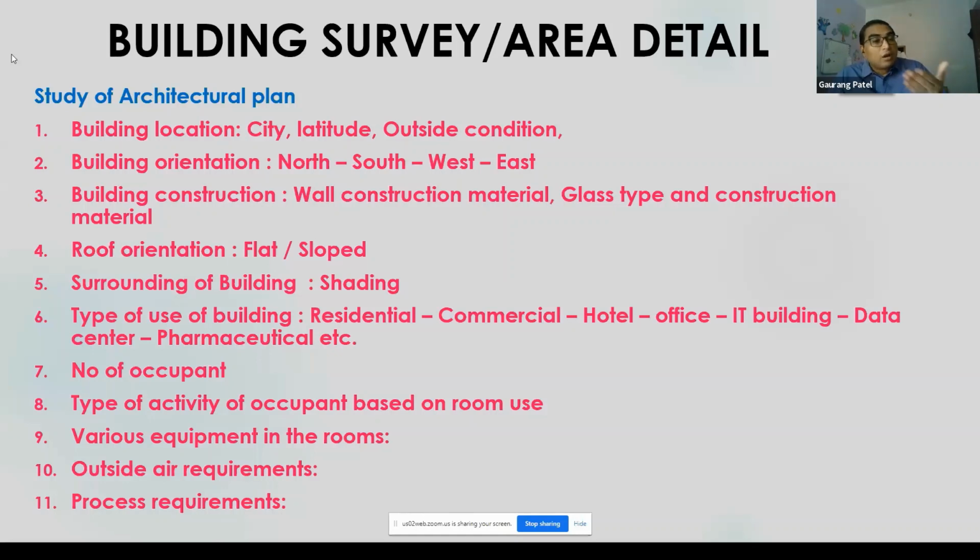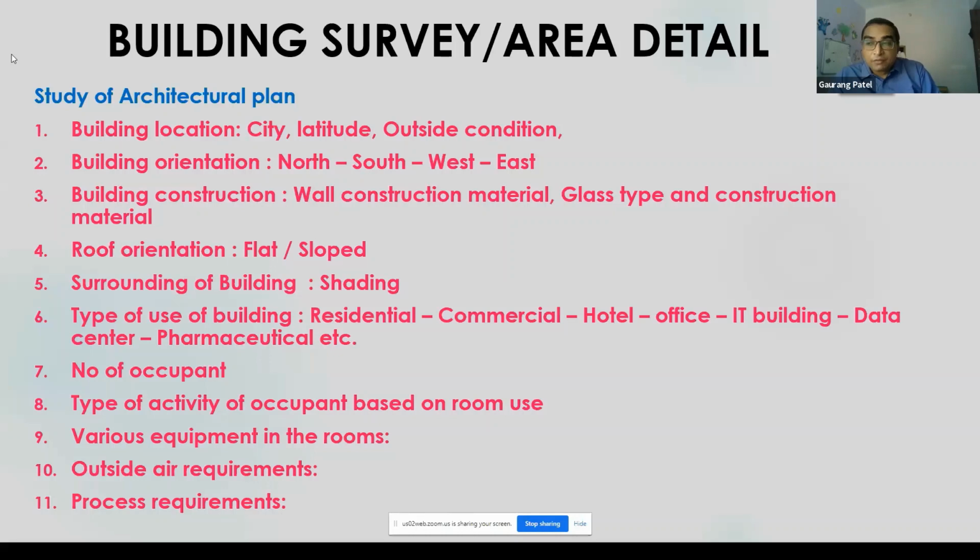Then the number of occupants in the various rooms, and the type of activity of the occupants, as I said, connected with the use of the building. Various equipment in the room: what are the various equipment in your room? If it's an office building, how many people are there with computers? You need to list that out. If you are looking at other areas, like a pantry, what various equipment will be in the pantry?